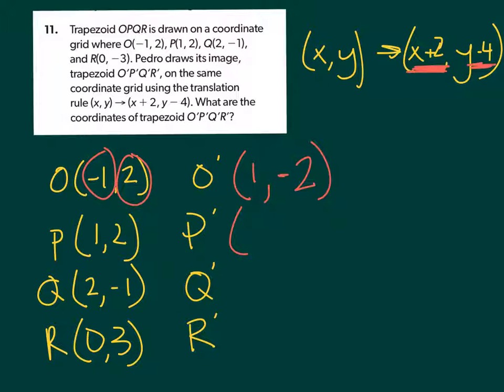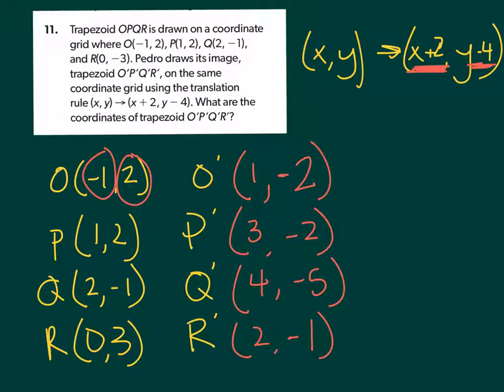For P, 1 plus 2 is 3. 2 minus 4, -2. For Q, 2 plus 2 is 4. -1 minus 4, -5. For R, 0 plus 2 is 2. And then 3 minus 4 is -1. And that's all you have to do.